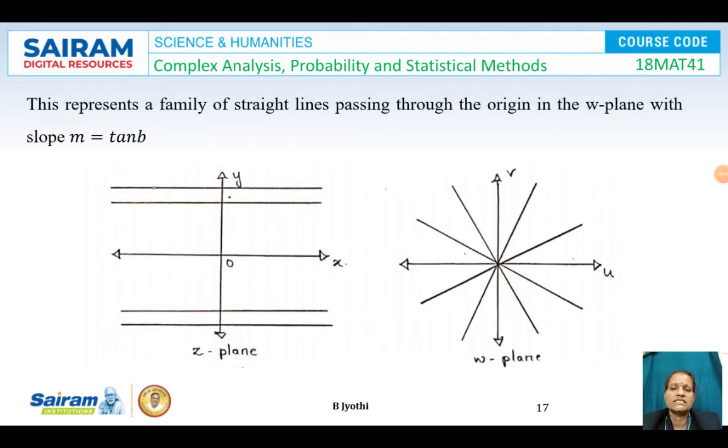So this represents the family of straight lines passing through the origin in the w plane with the slope m equal to tan b. So we can see here the diagram which has been represented.